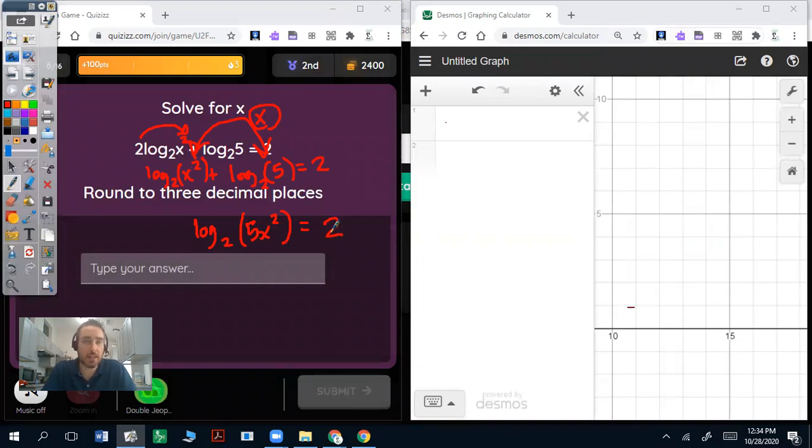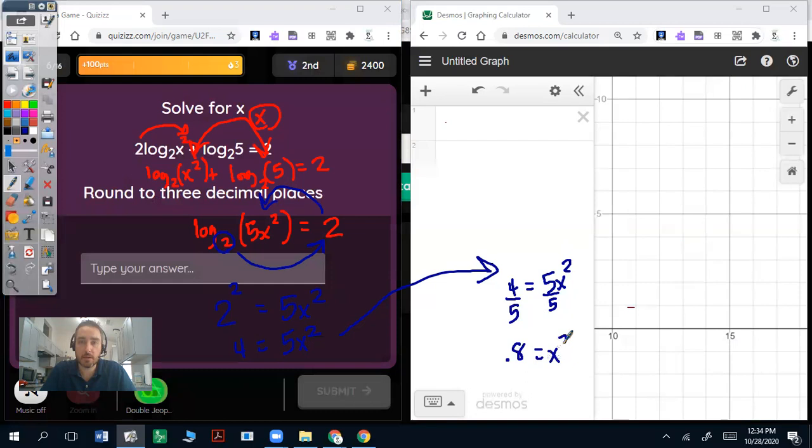Now this does not have a log to cancel out, so we're going to rewrite this as an exponential. We would say 2 to the second power. We always start with your base, raise it to that power, and we set it equal to what's inside the logarithm, so 5x squared. So 4 equals 5x squared. Let me transfer that over here. 4 equals 5x squared. We want to divide by 5. 4 divided by 5 is 4/5 or 0.8. Then we will square root 0.8 to get x.